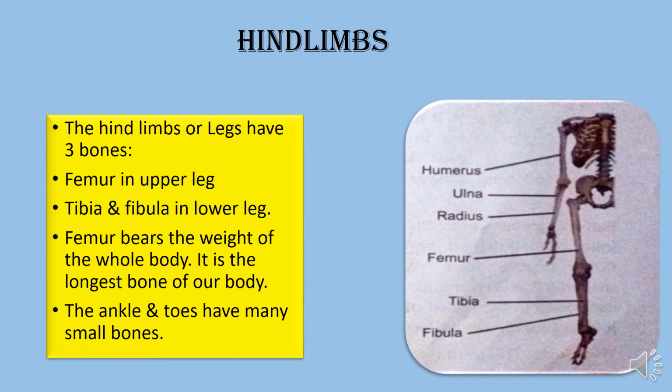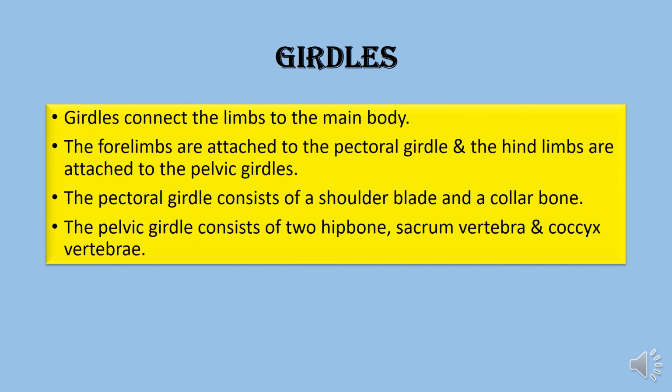Femur bears the whole weight of our body. It is the longest bone in our body. A question can arise, which is the longest bone in our body? The answer is femur. The ankle and toes have many small bones. We are not counting the ankle and toe bones because they are very small. So this was about the hind limbs.